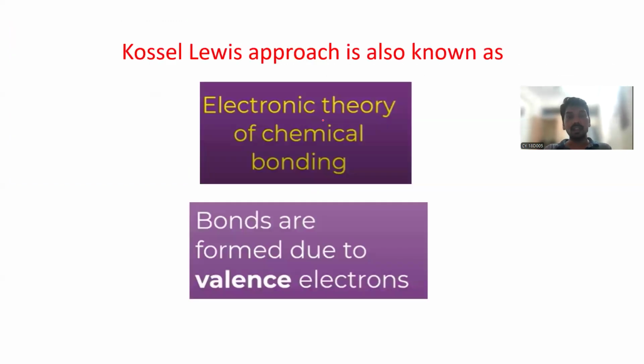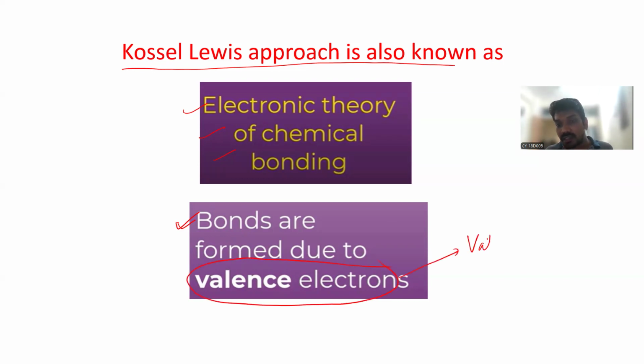Now, this Kossel-Lewis approach is also known as the electronic theory of chemical bonding, because they gave the concept of the valency shell, and these valency shells take part in chemical bonding. The bonds which are formed are formed because of the valency electrons, and these valency electrons are in the valency shell. So that's why this Kossel-Lewis approach is also known as the electronic theory of chemical bonding.